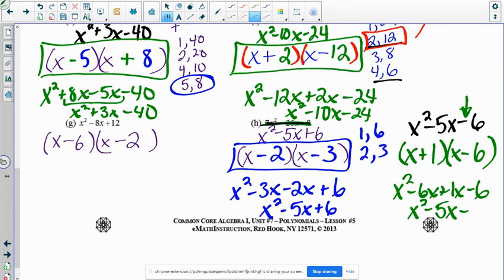All right? There's a couple of these problems. They show up every once in a while that seem confusing because you end up with two pairs of numbers that combine in some way, shape, or form to that middle number.